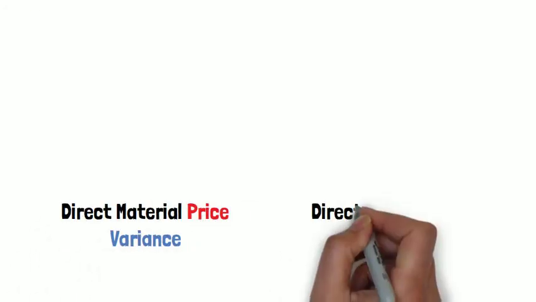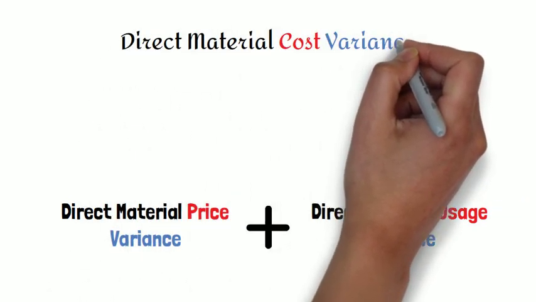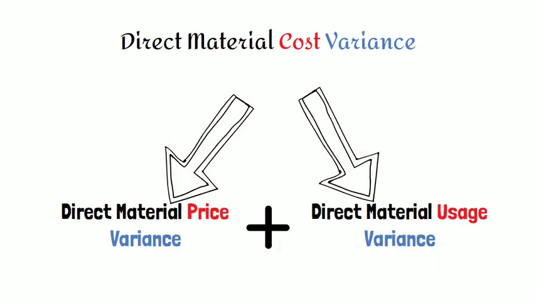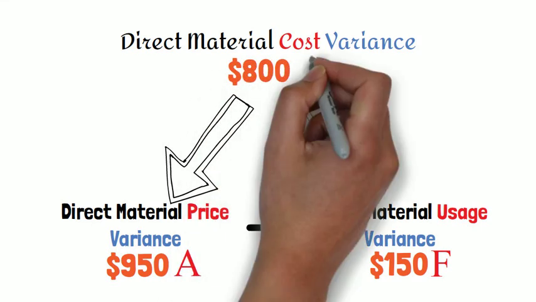And as we know, the sum of direct material price variance and the direct material usage variance must be equal to the direct material cost variance. In our example, the direct material price variance is $950 adverse and the direct material usage variance is $150 favorable. Therefore, the total of $950 adverse and $150 favorable is $800 adverse. That is equal to the direct material cost variance of $800 adverse.